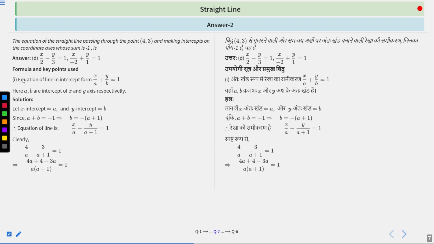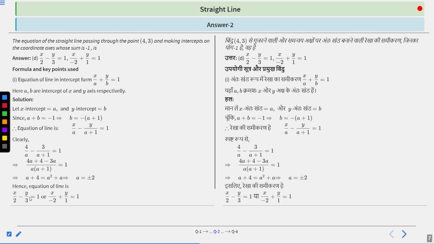Therefore, 4 by a minus 3 by (a plus 1) is equal to 1. After solving it, you will get (4a plus 4 minus 3a) upon a times (a plus 1) is equal to 1. Therefore, a plus 4 is equal to a square plus a, so a and a will cancel out on both sides. Therefore, we get a is equal to plus minus 2. Got it?